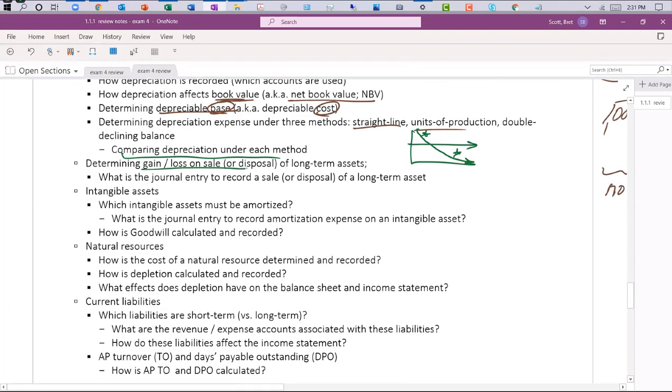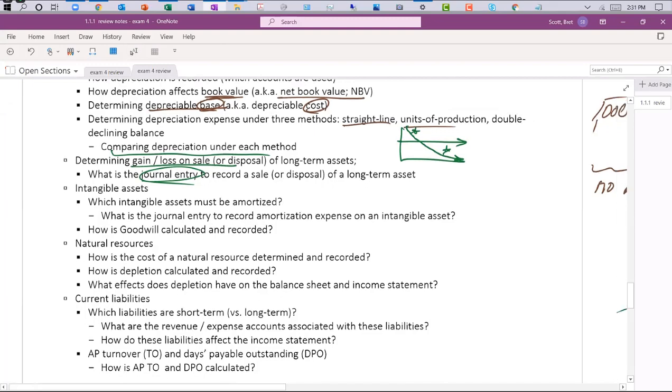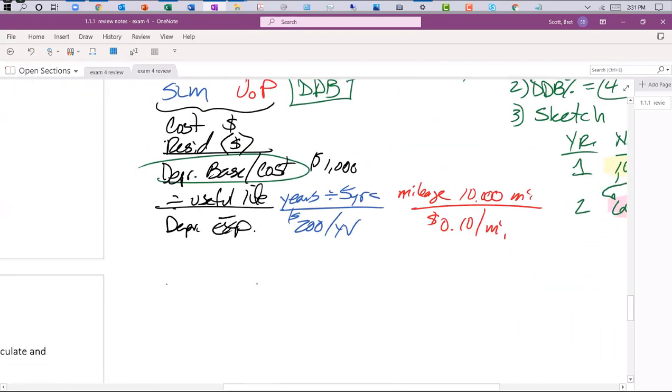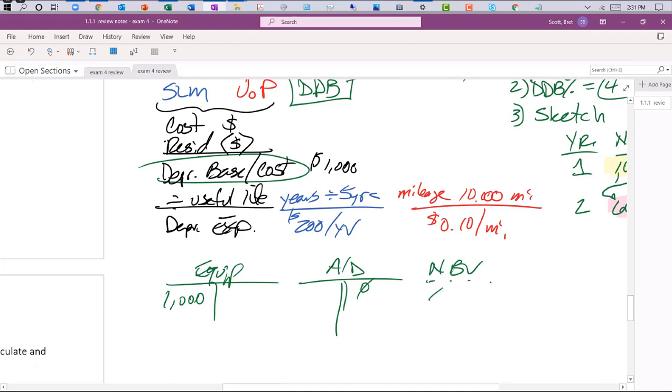Determine gain or loss on the sale, or gain or loss on disposal of long-term assets. What's the journal entry to record the sale? I typically just use T accounts. So like I said up above, if we had the equipment of 1,000, and let's say accumulated depreciation we start with 0, so net book value is just 1,000. Every year I'm just depreciating 200, 200, 200, 200.